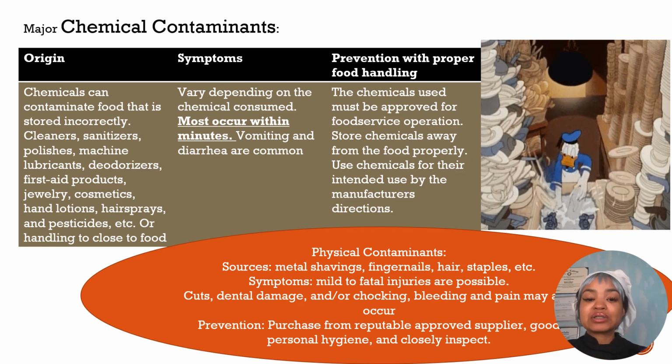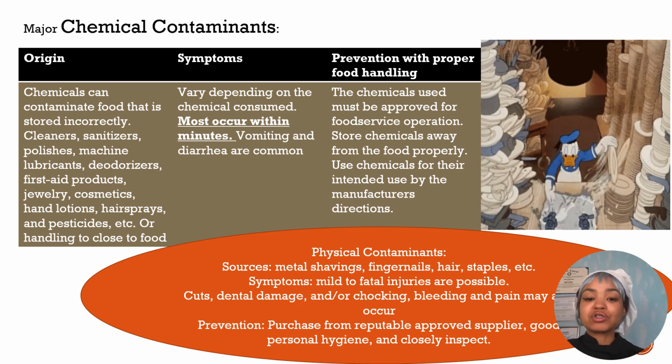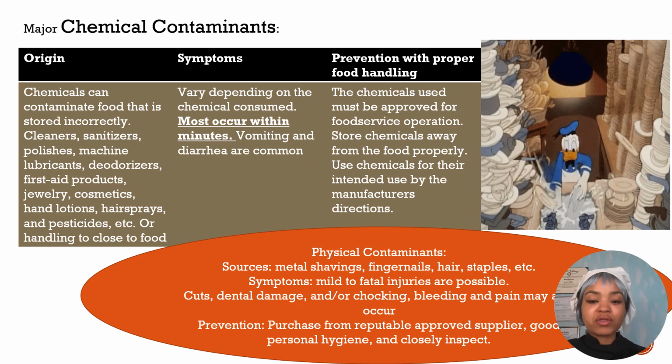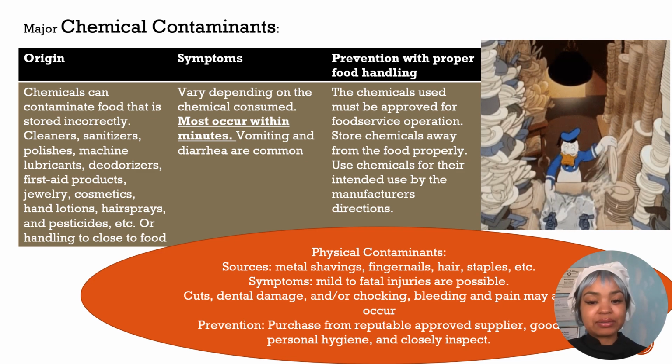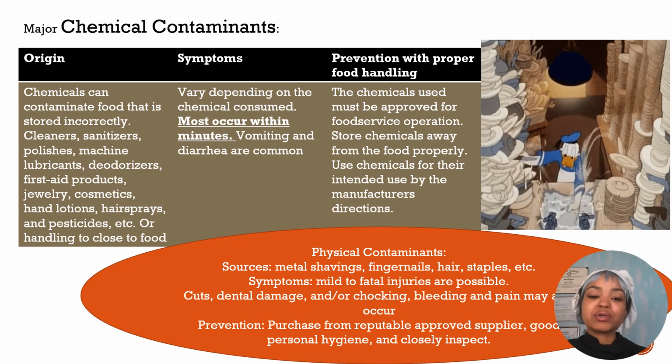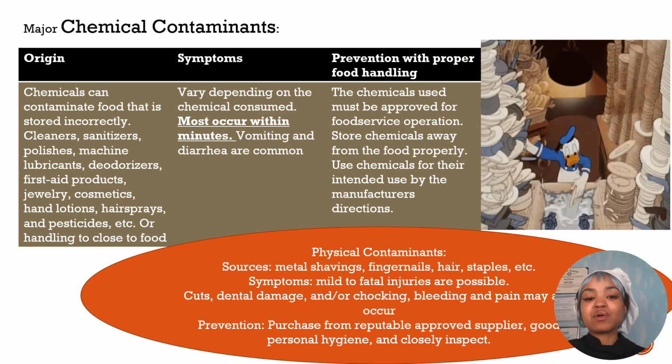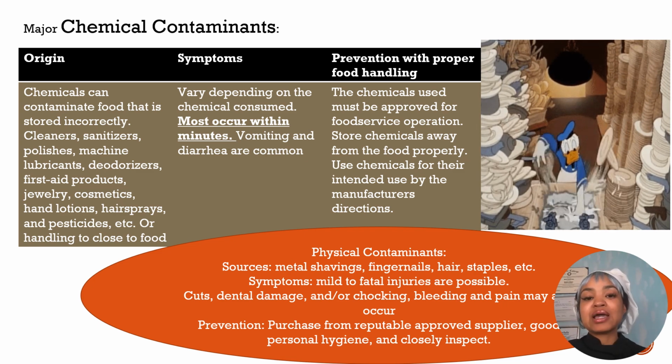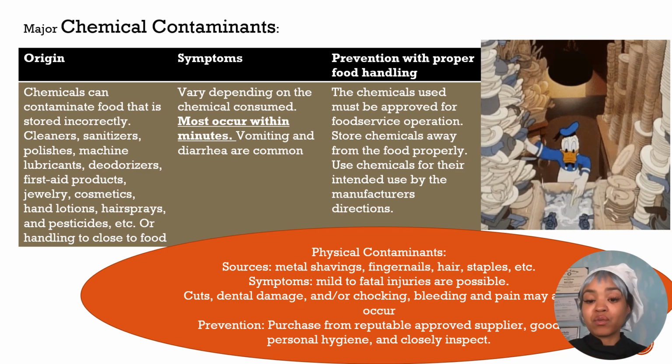Physical contaminations can also be from metal shavings, fingernails, hair, staples, etc. All the things that should not be in your kitchen. But if they are, they will produce a physical contaminant that will also have its own symptoms, and the prevention is the same. Keep it away from the food.